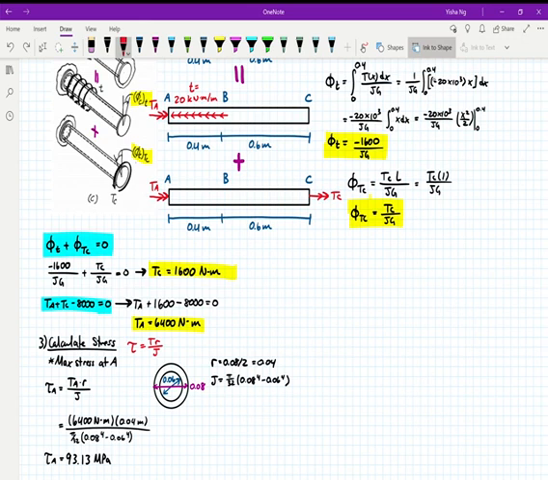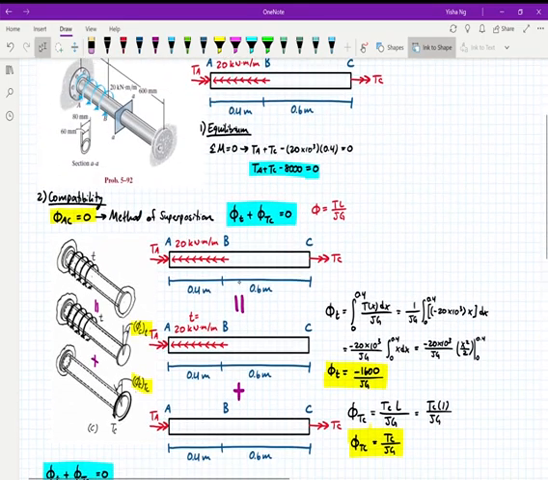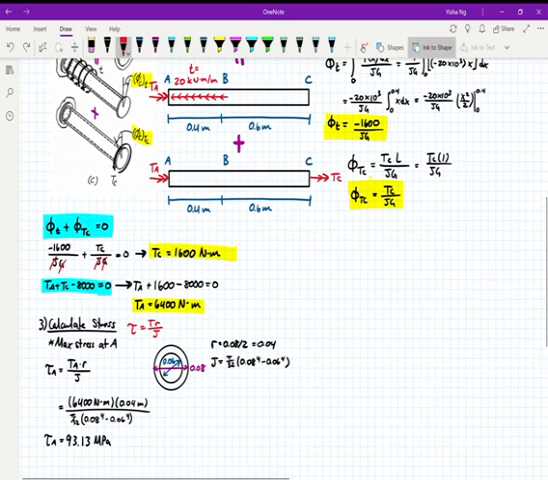So we can do what we did before. Because there's just one cross section for the whole thing, we can cancel out J. And because the whole thing is made of the same material, we can cancel out G. What that leaves us with is that TC is equal to 1600 Newton meters. Now we can pull down the equilibrium equation, this one up here, and use that to find TA is equal to 6400 Newton meters. Now the last thing we have to do, once we have all this information, is to calculate the stress.